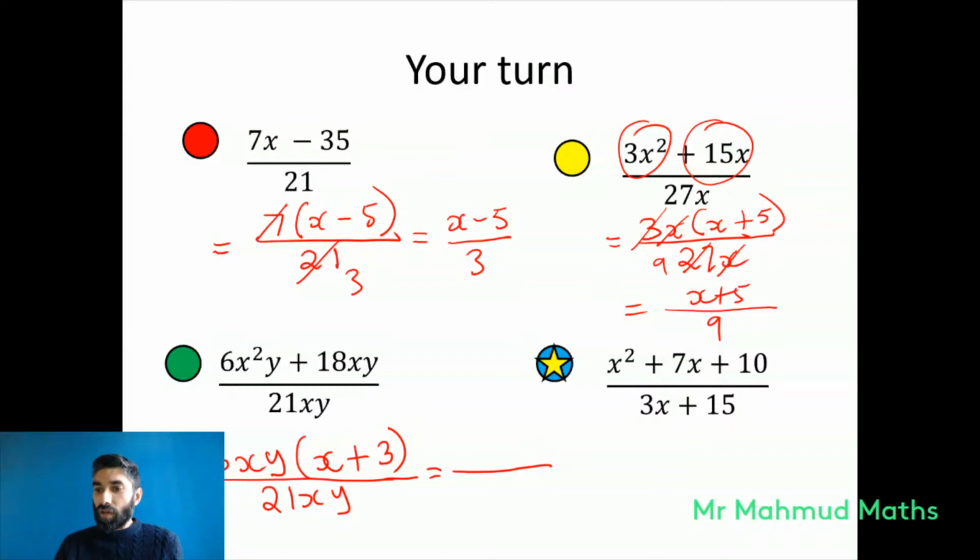Okay, now hope you had a go at this one. So let's simplify it. 3 goes into 6 and 21. So divided by 3 gives us 3, divided by 3 gives us 7. X and X cancel out. Y and Y cancel out. And that's it. So we're left with 3 brackets x plus 3, and then over 7. And that's your answer.